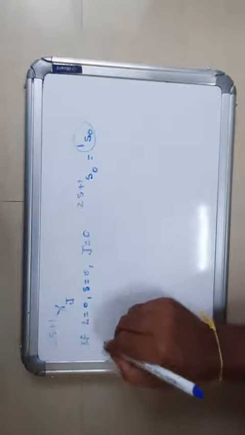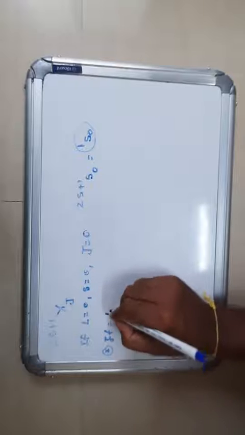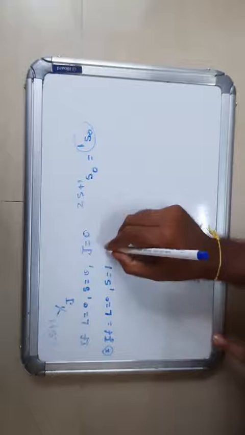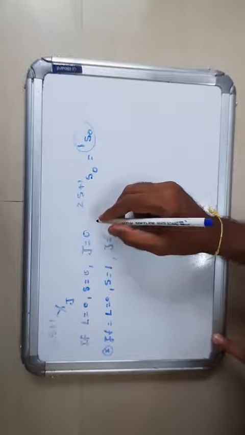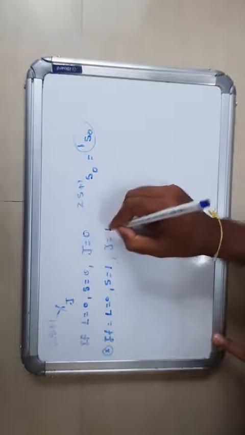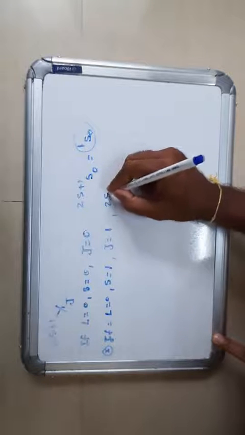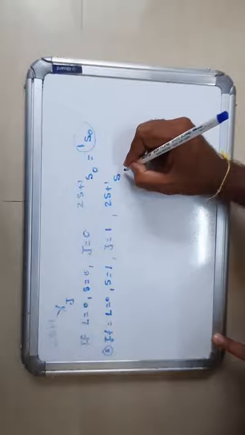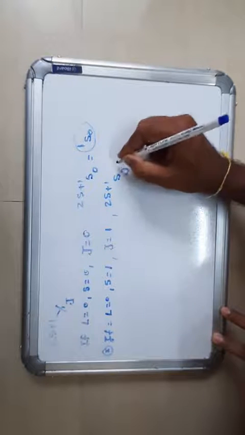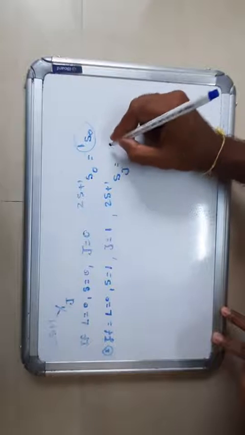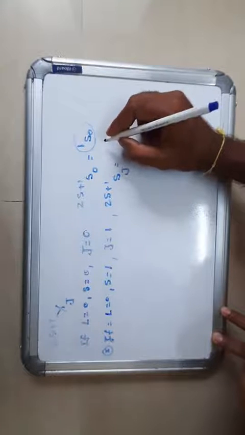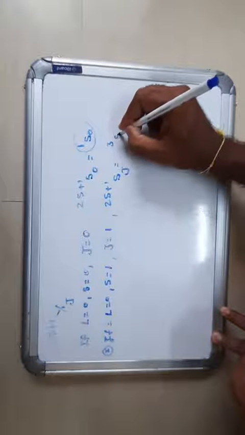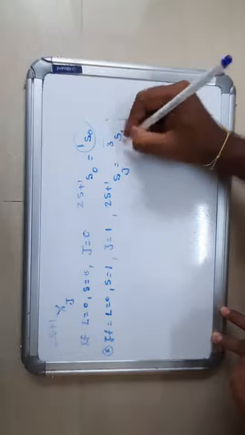Another example: if L is equal to 0 and S is equal to 1, then what is the value of J? L plus S means 1. Then the spectroscopic term is 2S plus 1 with S equal to 1, that means 2 into 1 plus 1, that means 3, so 3S1. This is the spectroscopic term.